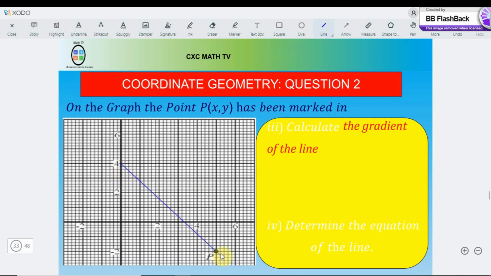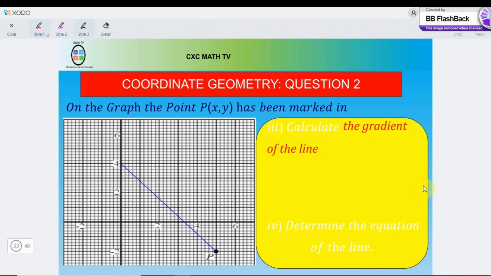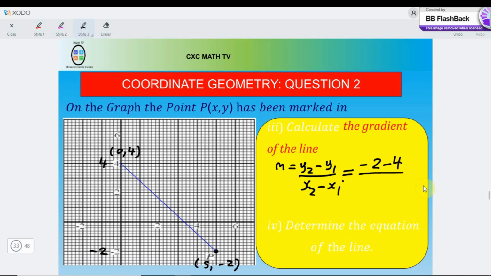So I want you now to go ahead, calculate the gradient of the line, determine the equation of the line. This was the line. Let me redraw it again. Pause the video, find the gradient of that line, then write down the equation of that line. Alright, let's go through it together. You'd have paused. The gradient, remember, is y2 minus y1 over x2 minus x1. So this y value is negative 2. This y value is positive 4. So this is the point 5, negative 2. This is the point 0, 4. So y2 minus y1, 4 minus negative 2... over x2 minus x1, 5 minus 0.